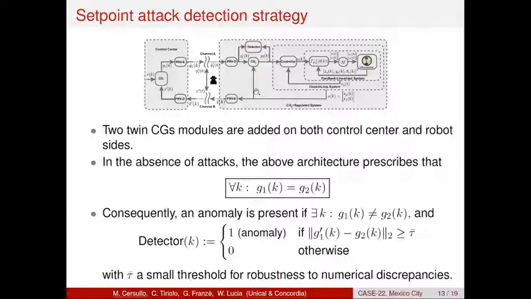to the input. As a consequence, an anomaly is present if the output is different from the input. So our detection strategy consists in calculating the difference between these two signals, and if the difference is above a small threshold, the anomaly is detected.